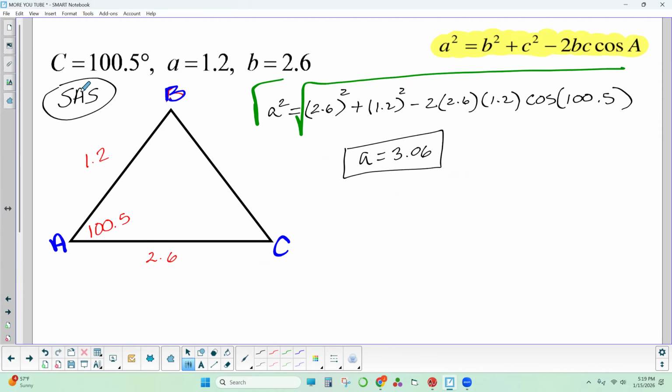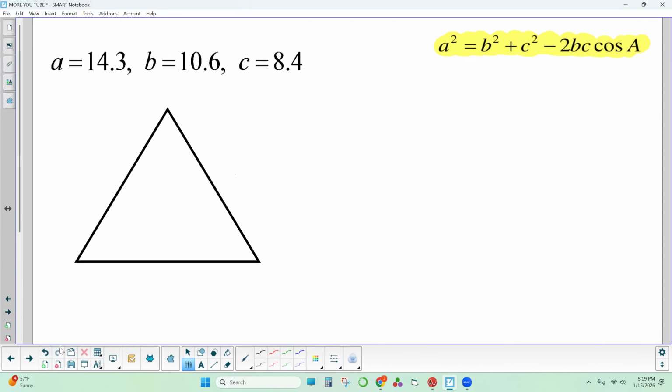Okay, so you only need to use it for that first step on a side angle side triangle. Okay, so let's look at the other scenario, which is the side, side, side triangle. Okay, we're given three sides. Now, when you're given three sides, it does not matter what you name the angles because there's nothing that is tied to an angle yet.